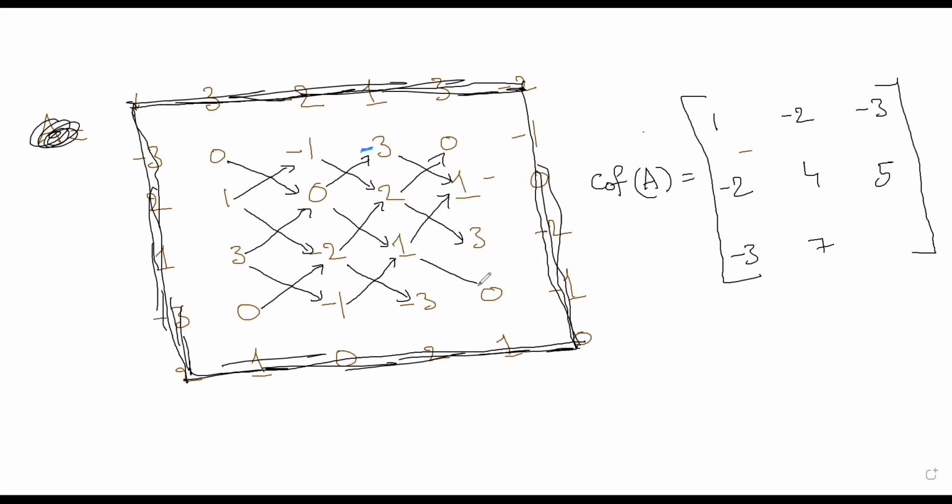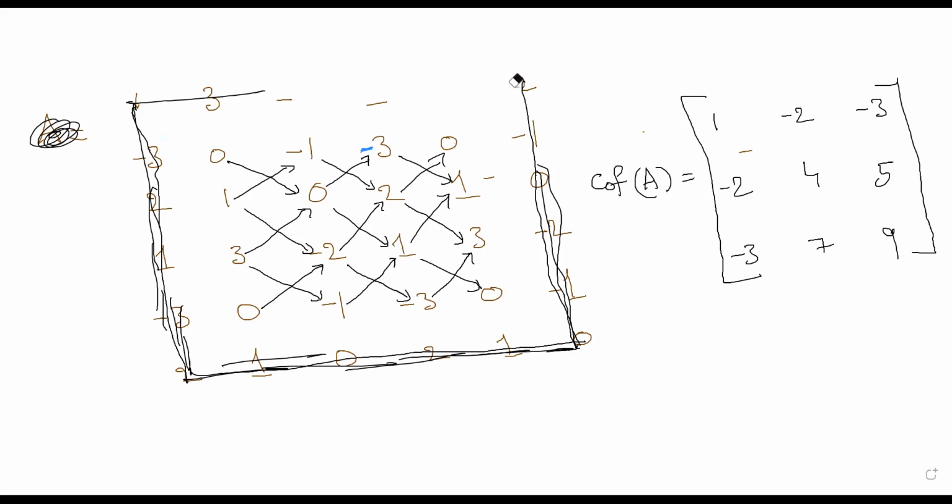Okay, so this is 0. 1 into 0 is 0. Minus 3 into minus 3 is plus 9, and minus of minus is plus, so it is 9. Clear? Now the cofactor matrix of A is also constructed.